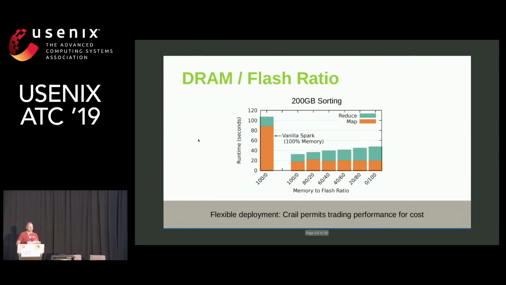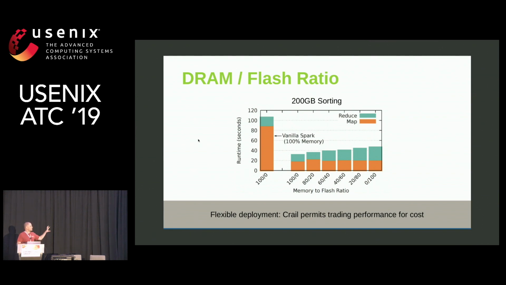This is an example that shows the value and the flexibility of Crail by changing the ratio between DRAM and flash. We change the ratio in Crail from initially 100 to 0, which means the entire Crail deployment is DRAM based, and 0 to 100 means the entire deployment is flash based. On the very left, you see the performance of the vanilla Spark sorting benchmark. We are sorting 200 gigabytes in this case.